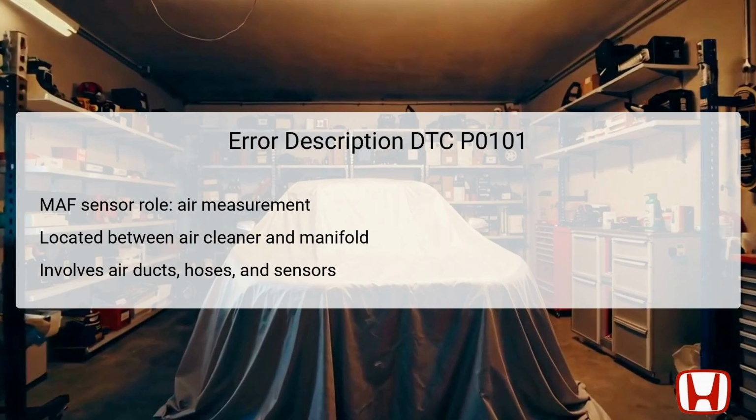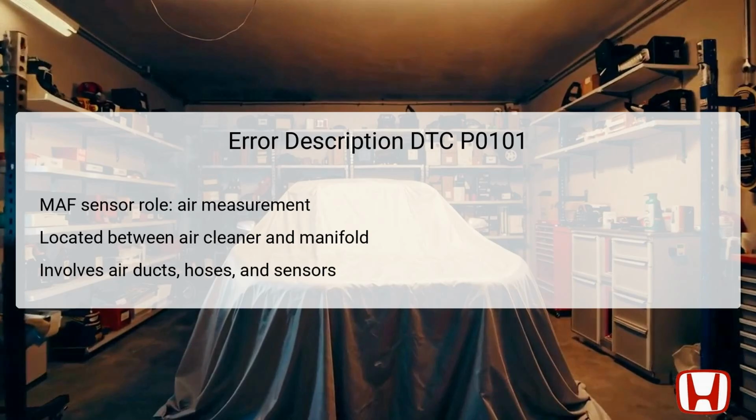The DTC P0101 error indicates a MAF sensor circuit range or performance problem. The MAF sensor measures the volume of air entering the engine and provides this information to the Engine Control Module, ECM. If the sensor is malfunctioning, it can send incorrect signals, leading to improper fuel management and poor engine performance.